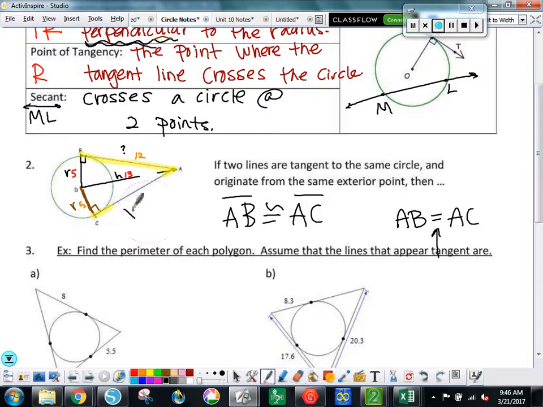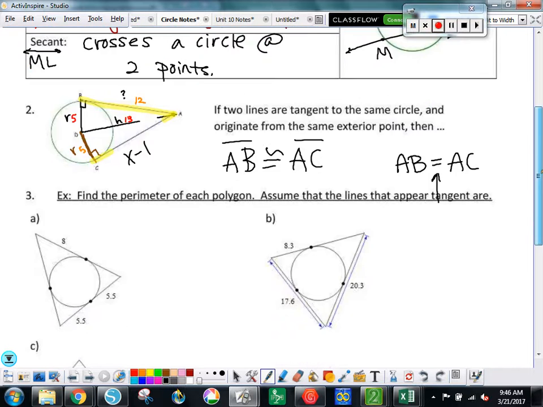If this was 12 and this was x minus 1, what would x equal? Close, 13. 13 minus 1. All right, so yeah. Okay, let's move on.